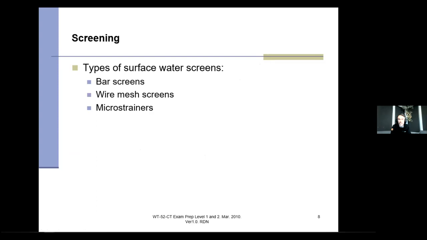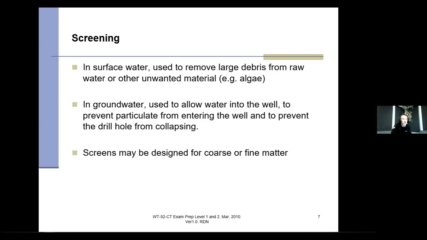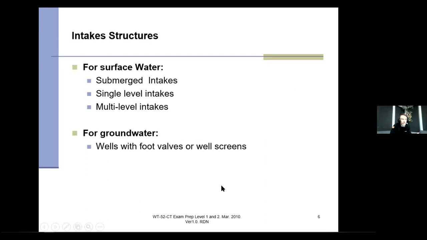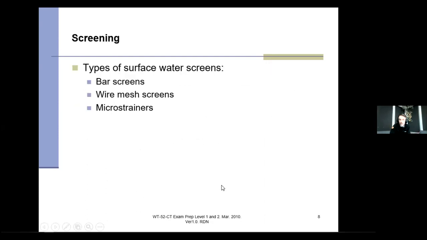Basic types that you'll see on the test is a bar screen, and that's almost like a sheet, and water has to kind of go through a filter or a mesh. The wire mesh screens have bigger openings. It looks like a big piece of mesh. And the micro strainers are going to be very similar to that picture that we saw earlier. They're more like this. And sometimes they are self-cleaning and they'll rotate so they'll clean off. But most times they're not.